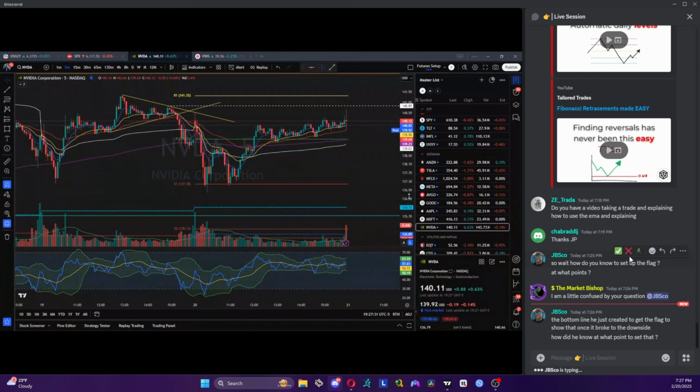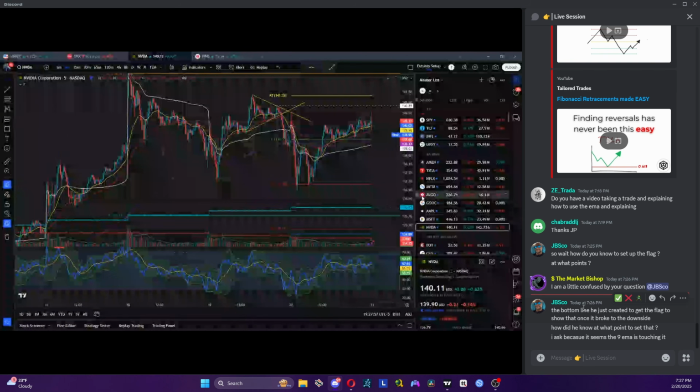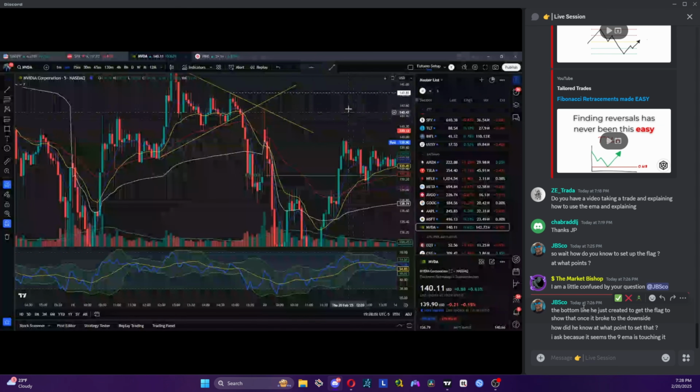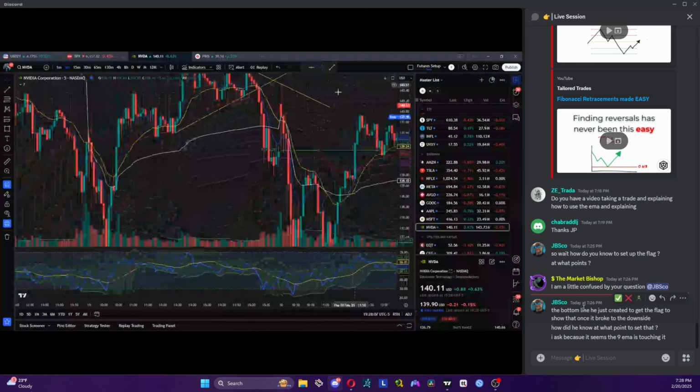So JP, actually, Jay Bosco was asking. This is a little bit unrelated to EMAs, but how do you know how to set up the flag and at what points? He asked about the bottom line he created to get the flag to show, once it broke to the downside, how do you know at what point to set that?